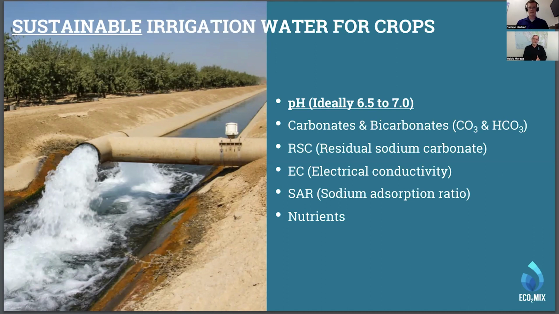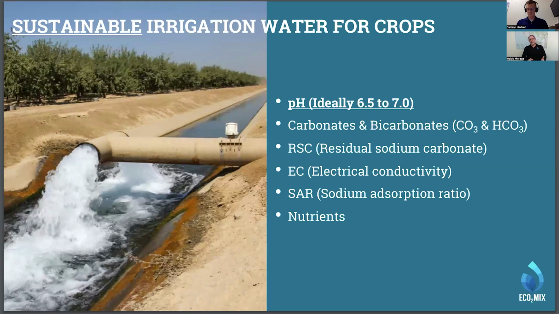As you can see, water pH is in first place because water pH can influence most of those other parameters, making it easier or harder to manage them. We're going to talk only about water pH. That's what we do. We manage water pH.